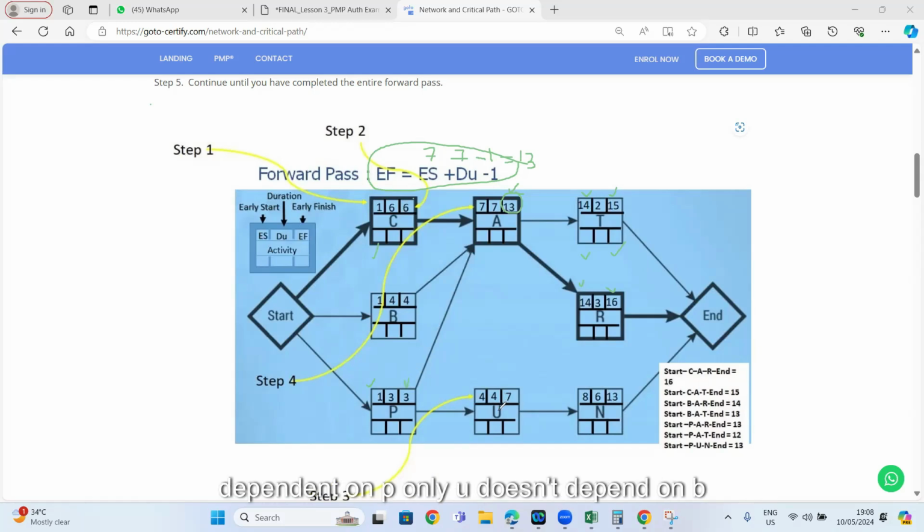Now U is dependent on P only. U doesn't depend on B and C. U is dependent on P only. So you can start on day 4, and then 4 plus 4 is 8, minus 1 is 7 here. Now N is dependent on U only, so N can start on day 8. 8 plus 6 is 14, minus 1 is 13.